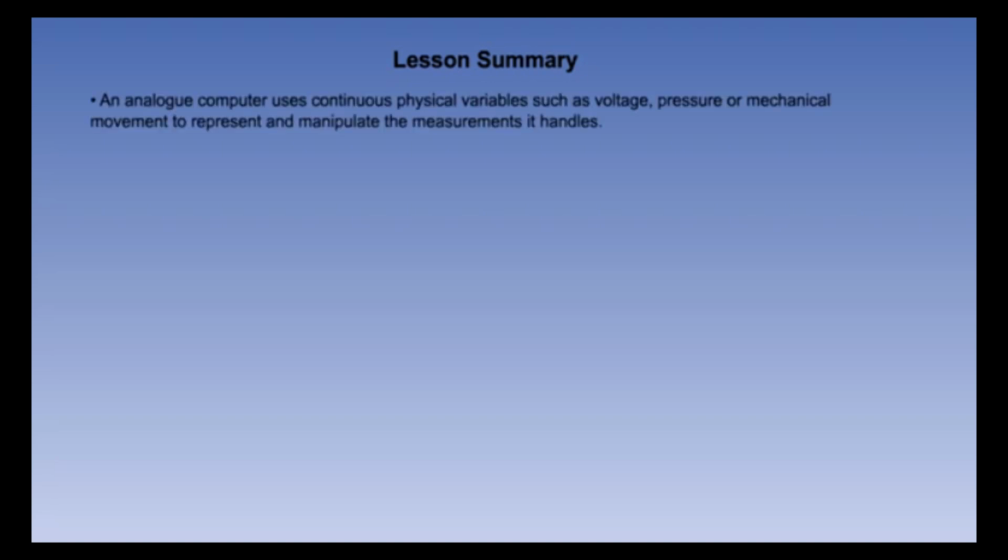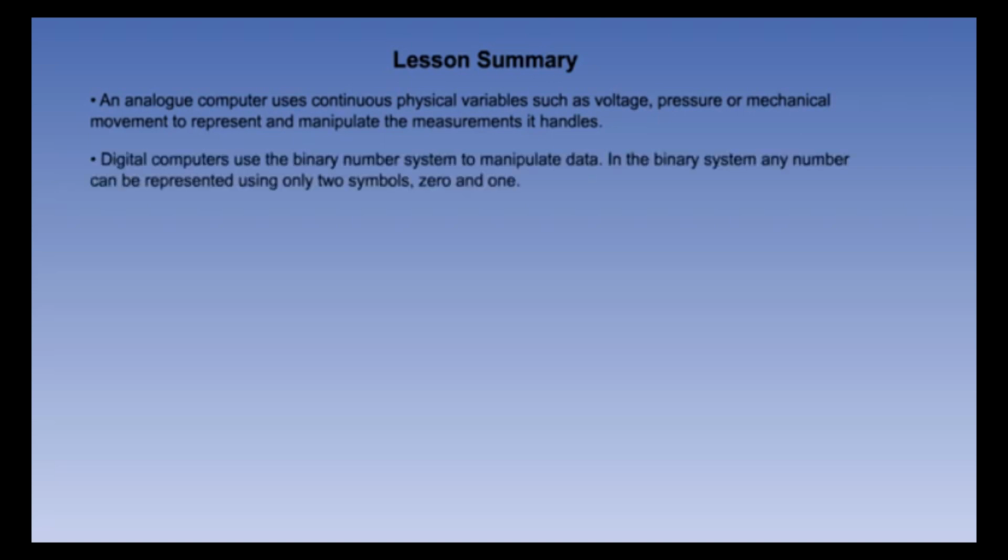That is the end of the lesson. Here is a summary of the main points. An analog computer uses continuous physical variables such as voltage, pressure or mechanical movements to represent and manipulate the measurements it handles. Digital computers use the binary number system to manipulate data. In the binary system, any number can be represented using only two symbols, 0 and 1.